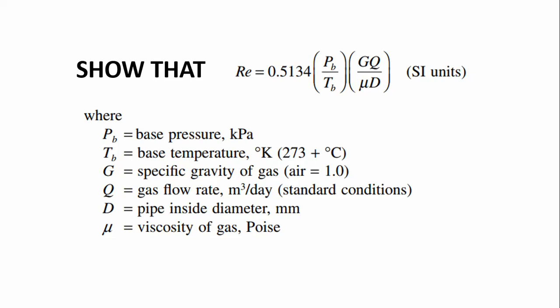So where the base pressure, which is the pressure at standard condition, is in kilopascal, the base temperature, which is the temperature at standard condition, is in Kelvin, the gas gravity, which is G, is dimensionless, the flow rate is the gas flow rate at standard condition, D is the pipe inside diameter in millimeter, and mu is the viscosity of the gas in pascal-seconds. Now let's work it out.